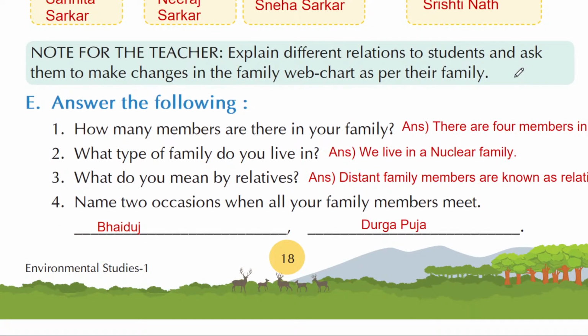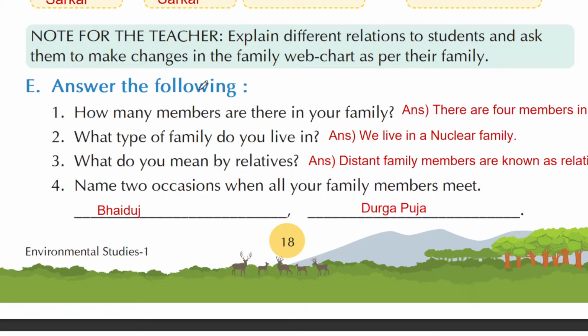Now there are a few questions where you have to answer it. So question number 1, how many members are there in your family? So if you have 4 members, you will write down there are 4 members in our family. If you have 12 members, then you will write down there are 12 members in our family. In question number 2, what type of family do you live in? If you have 4 members in your family, then it is a nuclear family and you will write down we live in a nuclear family. If you have 12 members in a family, then you will write down we live in a joint family.